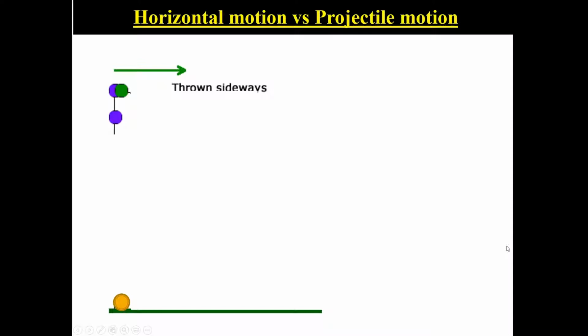Horizontal motion is slightly different from projectile motion only because there is no vertical acceleration. So here we can see that without falling downwards, the actual motion of this ball thrown sideways is identical to this ball rolling sideways. They go the same distance horizontally.